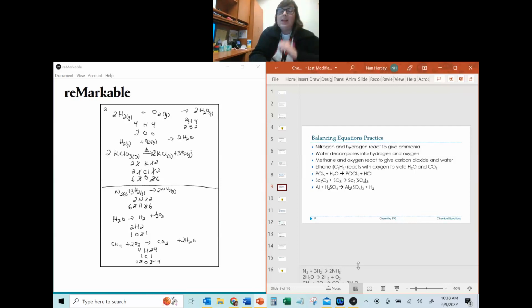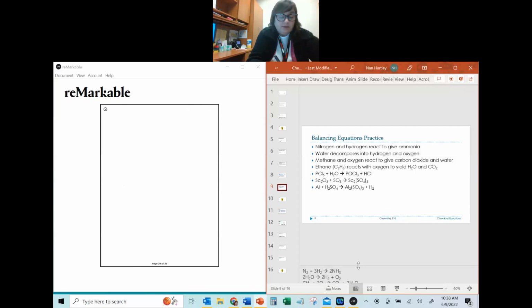Now that took us through the methane. Let's go to the next page, and we'll talk about ethane. So it says that ethane, C2H6, reacts with oxygen, and that gives me H2O plus CO2. Oh, Lord, that looks a lot like the other one.